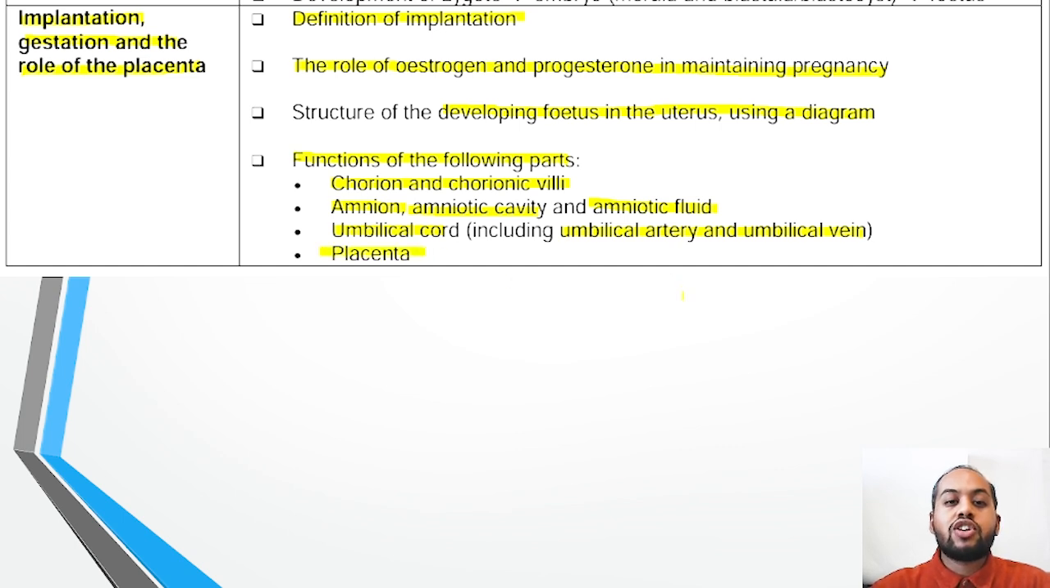Please make sure that when you are studying for this topic, you are going through everything in the exam guidelines and you have covered all aspects as stipulated in the exam guidelines, according to what I have just illustrated to you now.